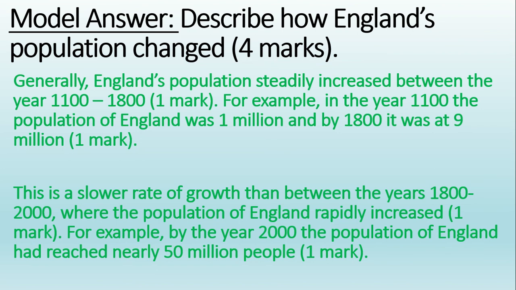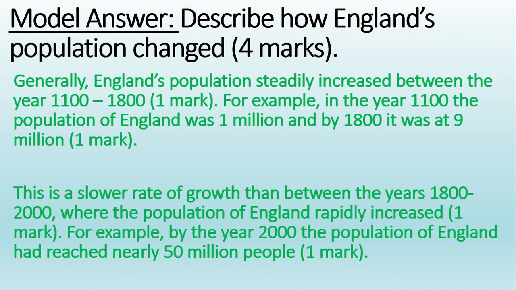Okay, the model answer, so you should have completed that now, is below. Your answer should look something like this. It should read something like this. Generally, England's population steadily increased between the year 1100 to 1800. That's your 1st mark. You've described the trend. For example, in the year 1100, the population of England was 1 million, and by 1800, it was 9 million. That's a 2nd mark. I've given examples of how it's increased, by how much.